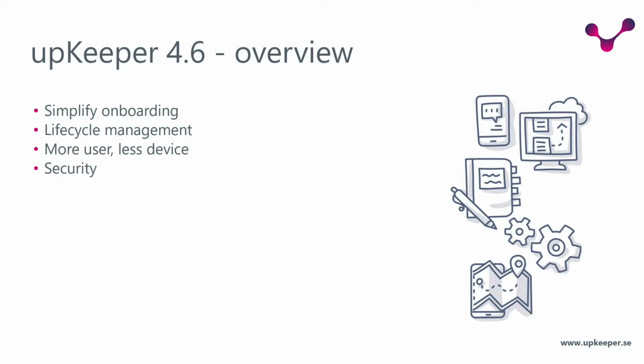In Upkeeper 4.6, we have focused on four main areas. We have looked at simplifying the onboarding process, and the life cycle management part, so that we can take a computer from bare metal all the way to the recycling stage. We have focused on being more user and less device. We come from a situation where we have worked a lot with devices, but tend to go more and more to the user part. Security, of course, we have addressed also in this new version.